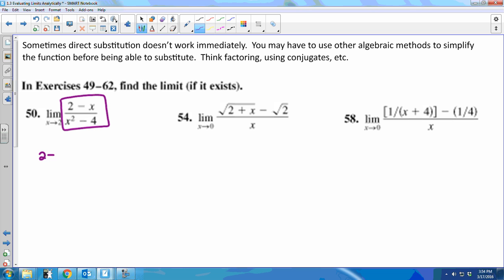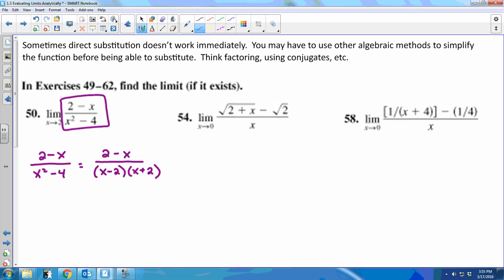So I have 2 minus x over x squared minus 4. In the denominator, I notice you have x squared, so it's a quadratic. It's probably factorable. It's actually a difference of 2 squares. So I'm going to factor, Mr. Scott calls it LOIF, the denominator. So I have x minus 2 times x plus 2. Okay? It would be nice if I could cancel some things out, but right now I cannot.